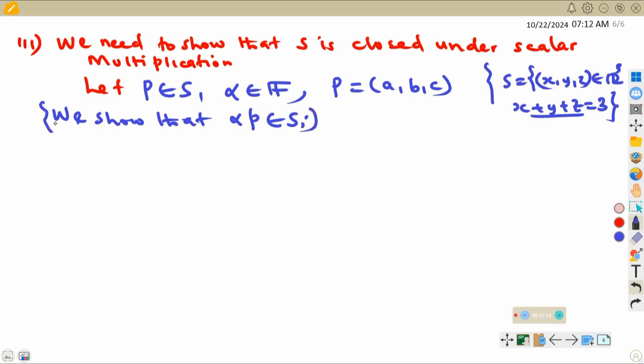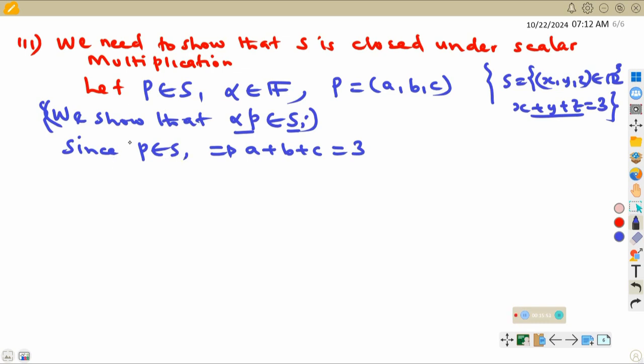This one here is our main interest. We want to show that alpha P is an element of S. So let us look at this one here. We have said that since P is an element of S, clearly it implies A plus B plus C will give us a 3. We have said let P be an element of S. So by definition, A, B, and C, their components added must give you a 3. This is the fact because P is an element of S.